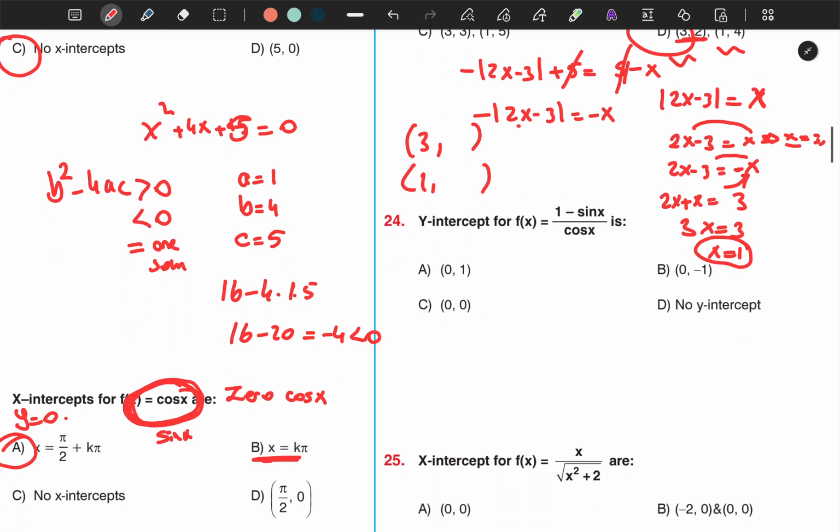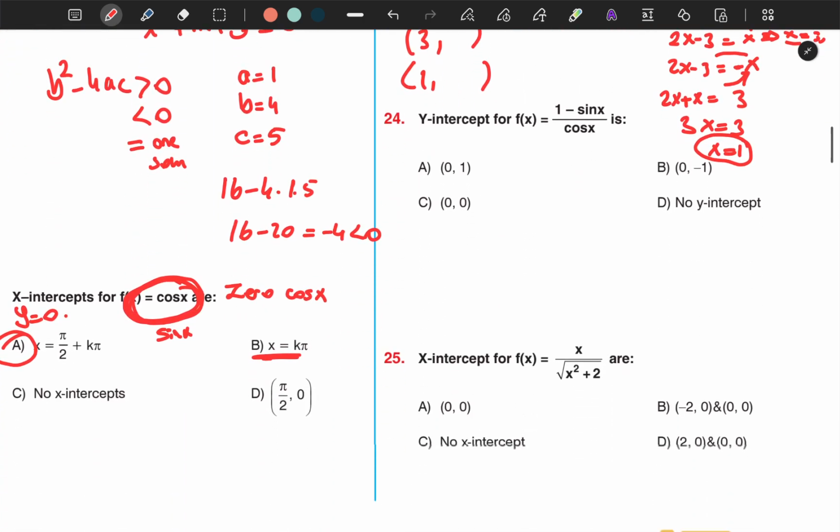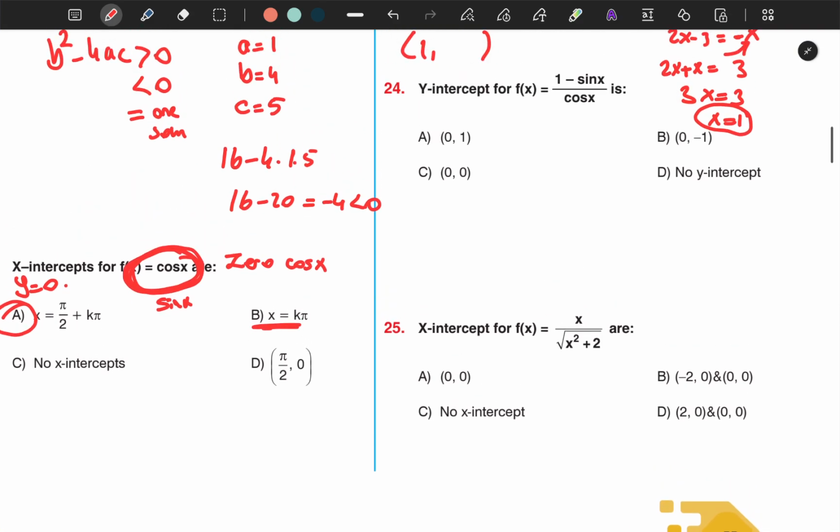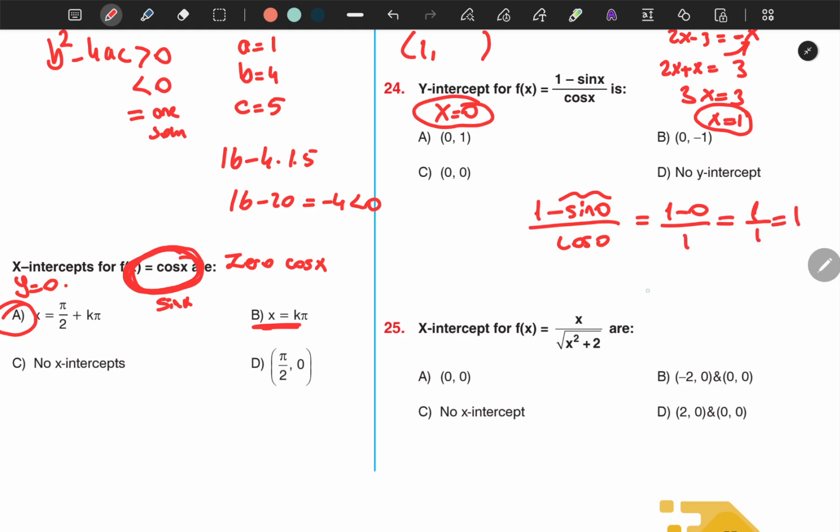Okay. Let me scroll it down. Find the y-intercept. For the y-intercept, x is always 0, guys. Let me replace: 1 minus sine 0 over cosine 0. Guys, sine 0 is 0. 1 minus 0. Cosine 0 is 1. 1 over 1 equal to 1. Which means x is 0, y is 1. A is the correct option.